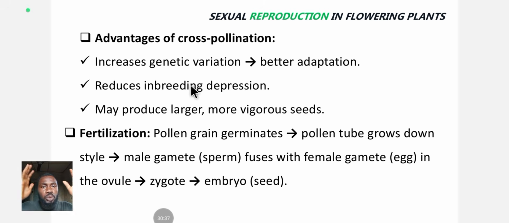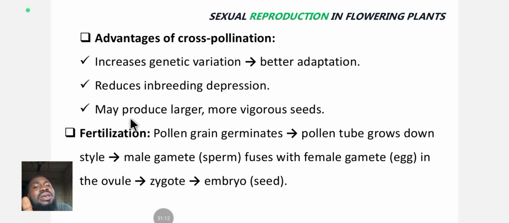When you bring your own and I bring my own, we put them together, it makes sense. It becomes better. You bring your idea, I bring my idea, we put them together, and it becomes better than me using my own idea alone. You understand the concept I'm trying to put across. The next advantage of cross-pollination is that it reduces inbreeding depression, the loss of adaptation through inbreeding.